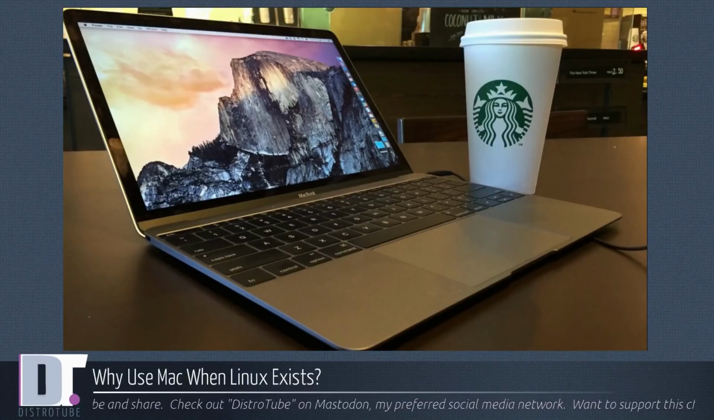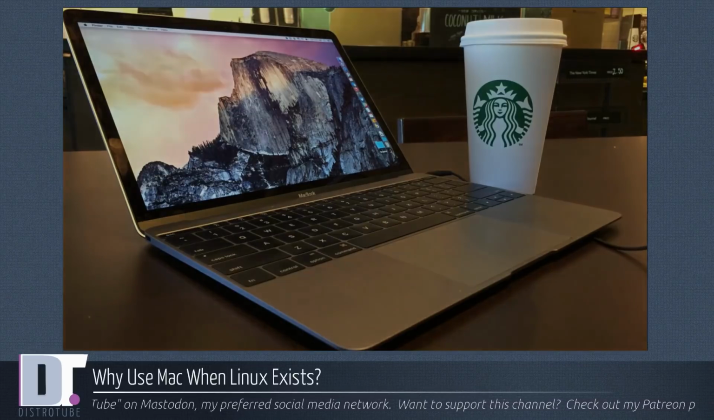Are you a Mac user? If so, unlike most Windows users, you are probably aware of Linux. Most Mac users have, at one time or another, considered making the switch over to Linux. So, what's stopping you? Both macOS and Linux are Unix-like operating systems.